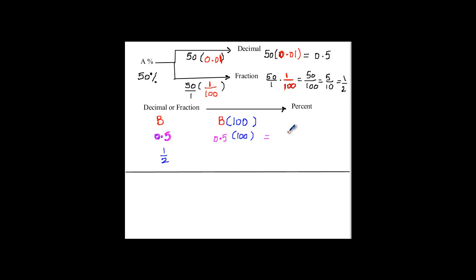0.5 times 100 is 50. Right. See, we converted to the percent. Don't forget that you have to put a percent sign in front of that now.